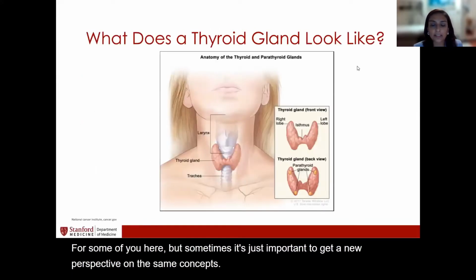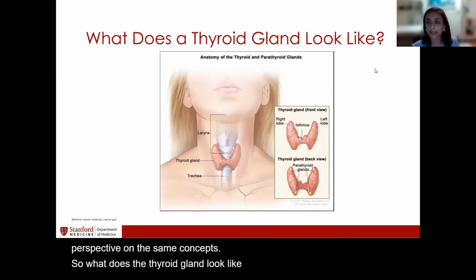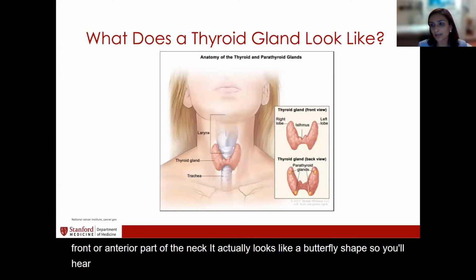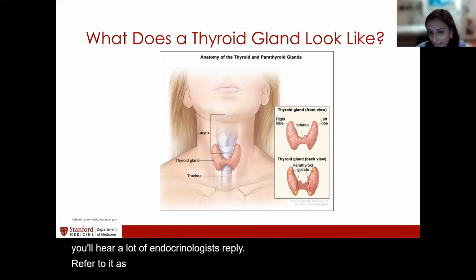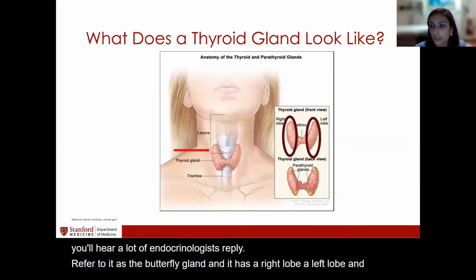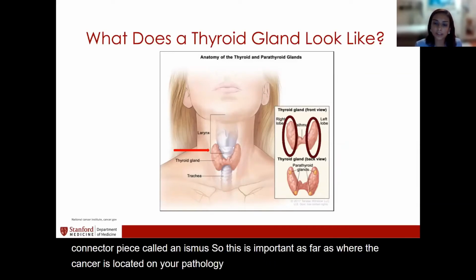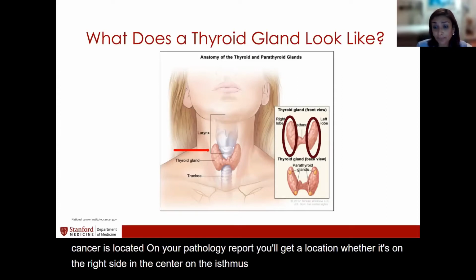So what does the thyroid gland look like? The thyroid gland is located in the front or anterior part of the neck. It actually looks like a butterfly shape. So you'll hear a lot of endocrinologists refer to it as the butterfly gland. And it has a right lobe, a left lobe, and a connector piece called an isthmus. So this is important as far as where the cancer is located. On your pathology report, you'll get a location, whether it's on the right side, in the center, on the isthmus, or on the left side.